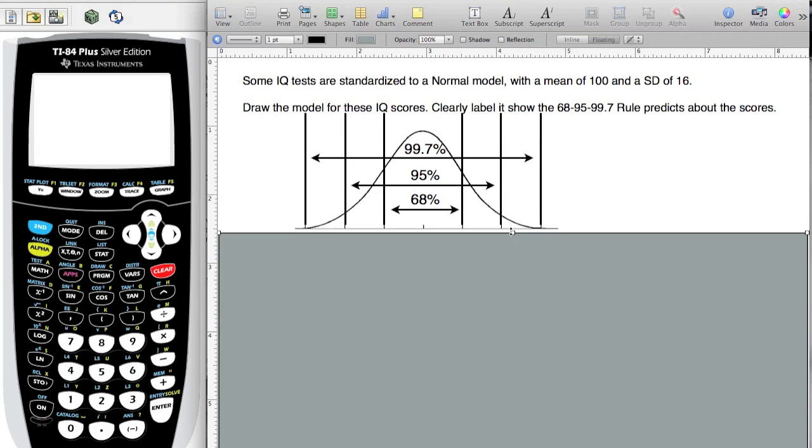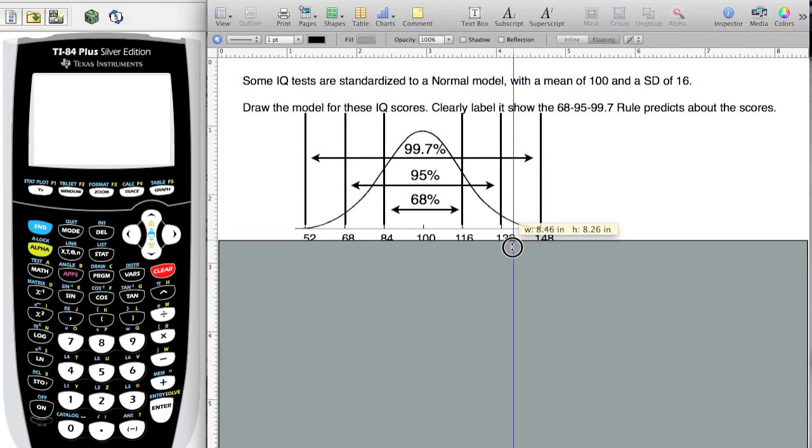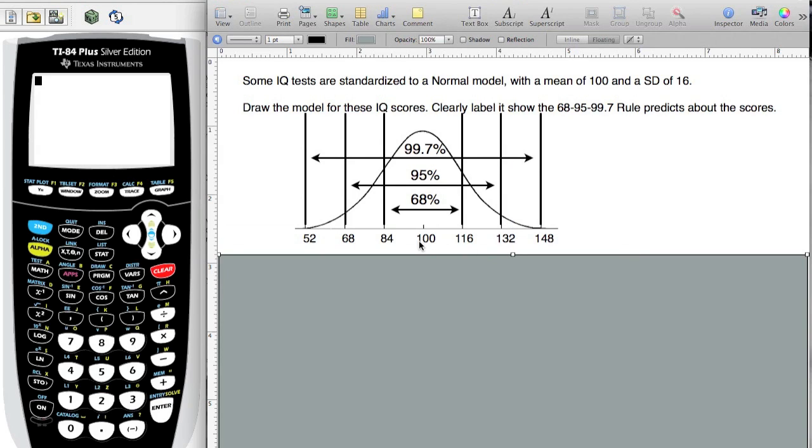To make this apply to the particular situation, we put our mean at the bottom, we add our standard deviation once, twice, and three times, and we subtract it once, twice, and then three times. And so these would be the numbers that correspond to the whole number standard deviations away from my mean.